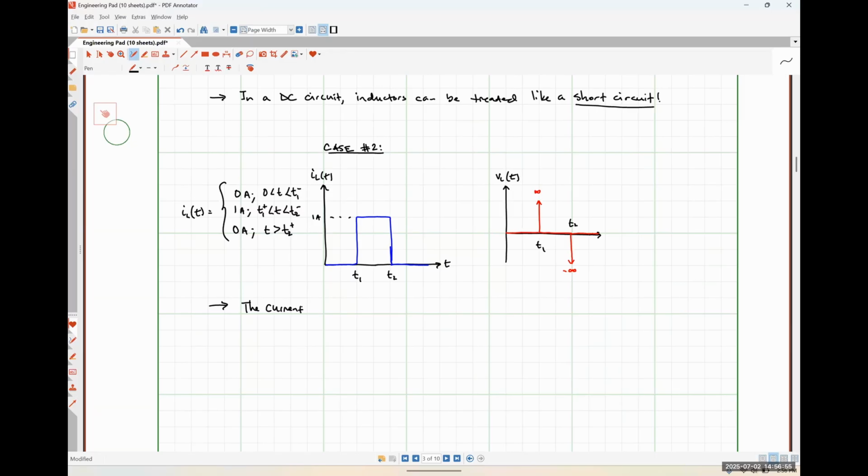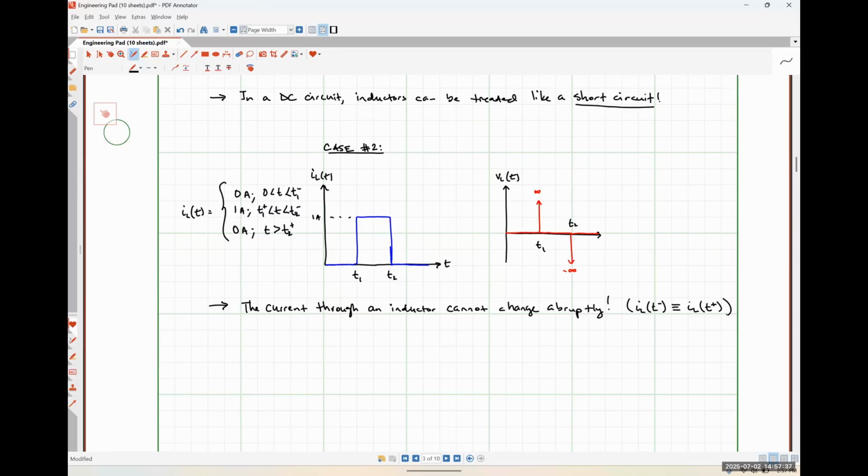And we are going to say that the current through an inductor cannot change abruptly. And I'm going to put in parentheses here, IL at T minus must be equal to IL at T plus.